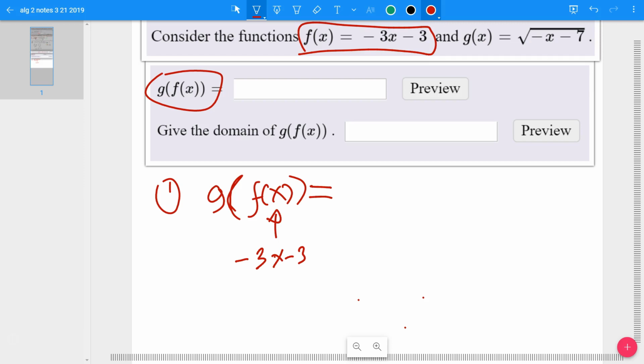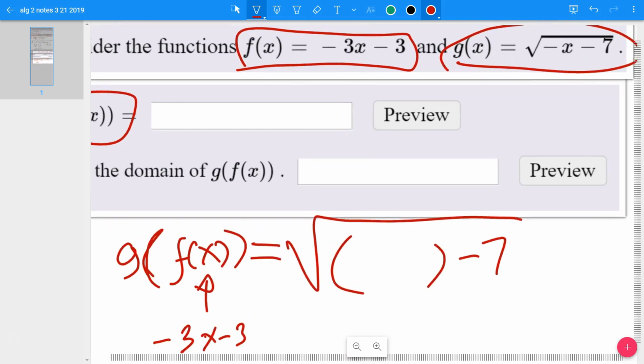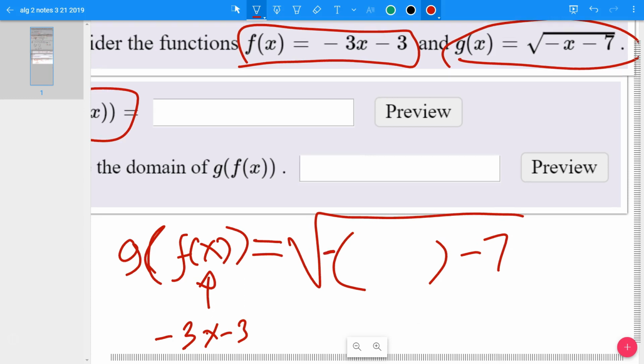So the way to do it is put the root symbol. Look at the function g right here. First, put the root symbol down from the function. Put the negative 7 down from the function. Put a space in here. And then also look back at the function. You see in the upper right hand corner, there's a negative in front of the x. Copy that right here. After that, into that space within the parentheses, you stick in the whole function f.